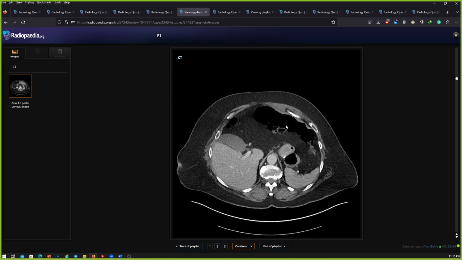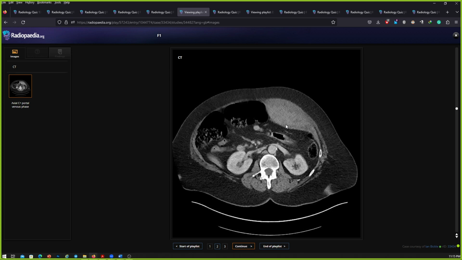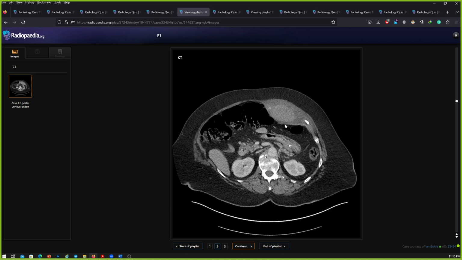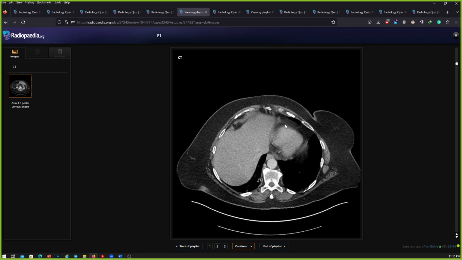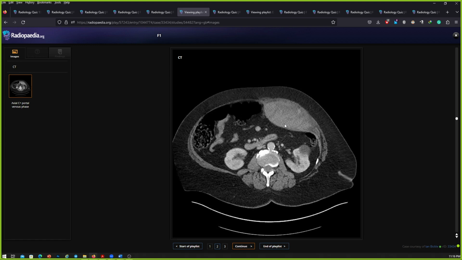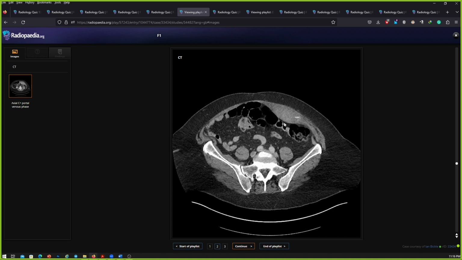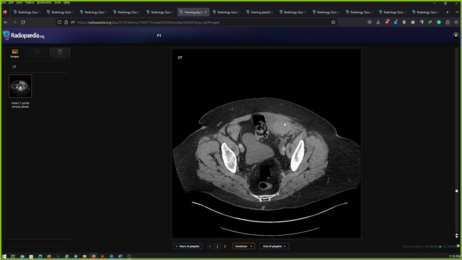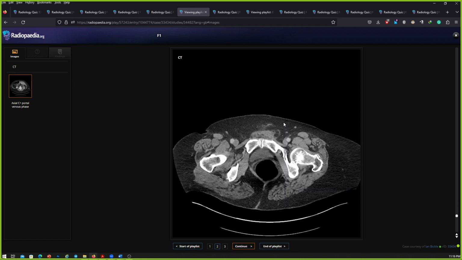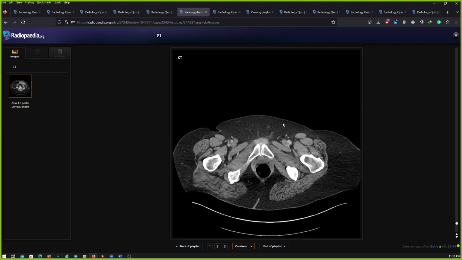So this is an abdomen and pelvis CT scan, axial images with contrast. In the portovenous phase, there is a large heterogeneous density lesion within the left rectus muscle that extends along the whole left rectus muscle.